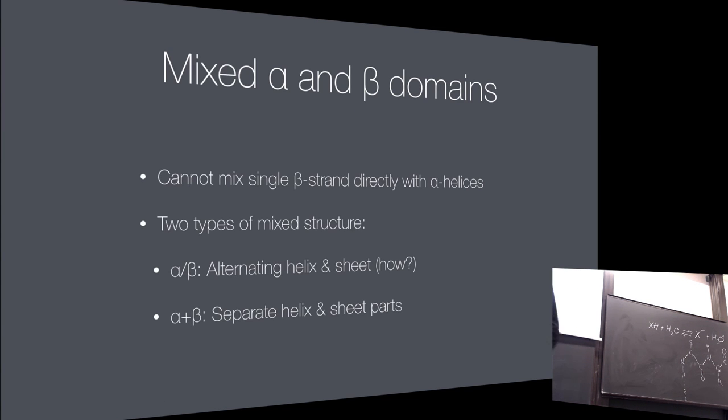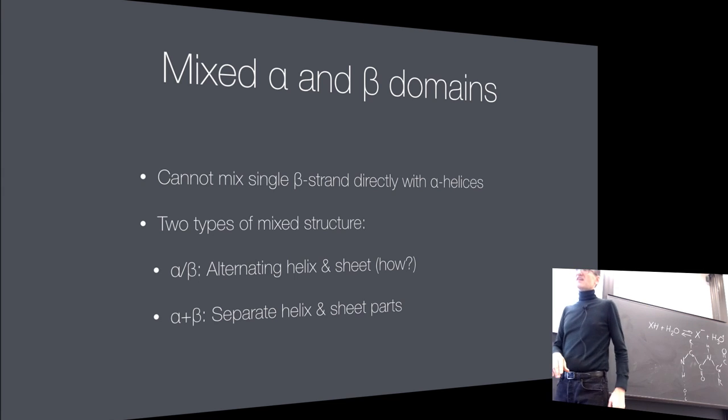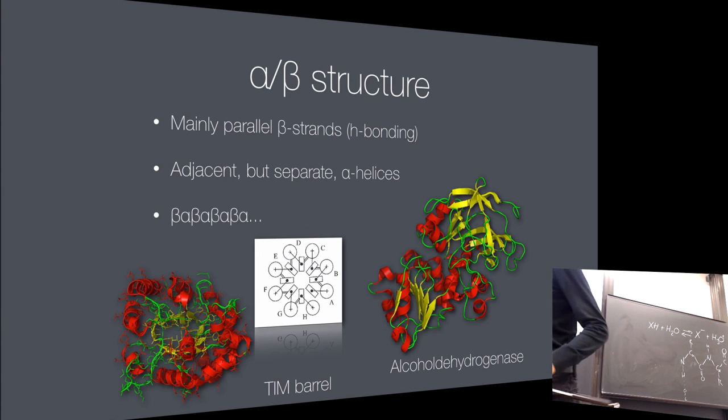There are certainly mixed alpha and beta domains too. The one thing to be aware of there is that you typically don't mix helices and sheets, but you tend to have them in disjoint domains. The reason for that is that if you look at a helix, it doesn't have any free hydrogen bonds to bind the sheets, right? And the same thing with the sheet, it needs hydrogen bonds to be stable. So you can have helix, sheet, helix, sheet, helix, sheet in a sequence.